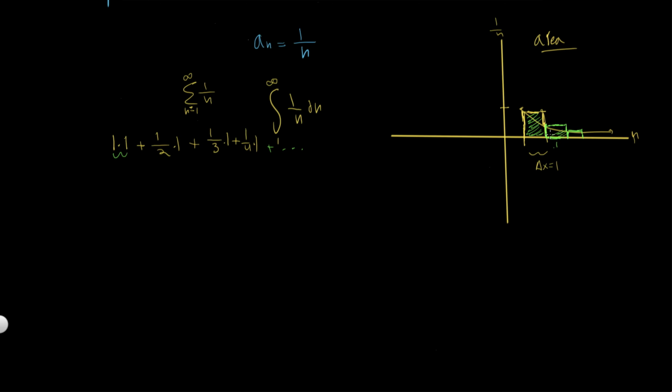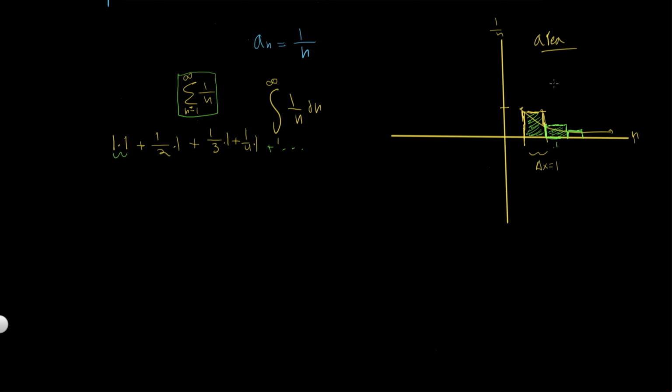So this would be the area of this rectangle. And so the infinite summation of 1 over n is technically using Riemann sums to find the area, or an estimate of the integral from 1 to infinity of 1 over n. So what we know about this summation, or this Riemann sum, is that the rectangles are actually overestimating this area, right?